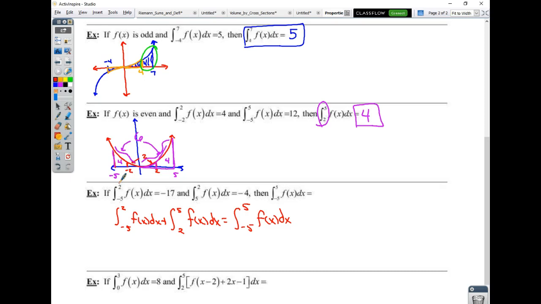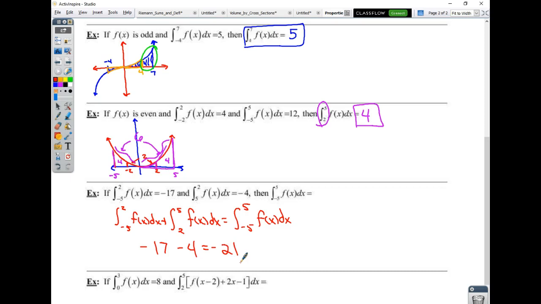I notice that -5 to 2, 2 to 5, okay, cool. This is where they're going to... So what students will do, and I'm going to make a mistake here, so just be ready for this. What students will do is students will say, okay, from -5 to 2 is -17, and from 2 to 5 is -4, and the answer is -21, and they would be wrong.